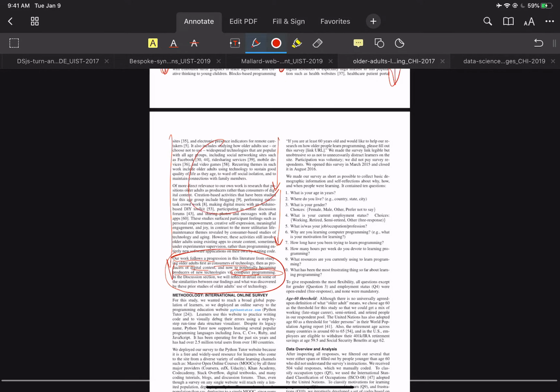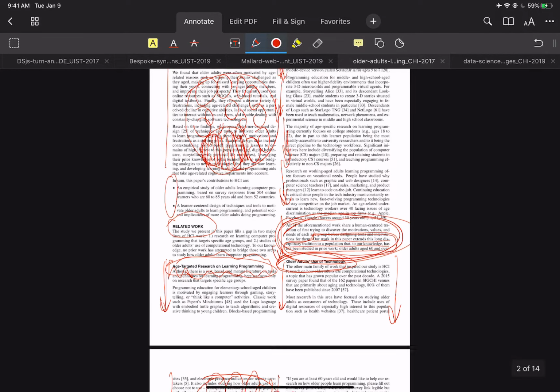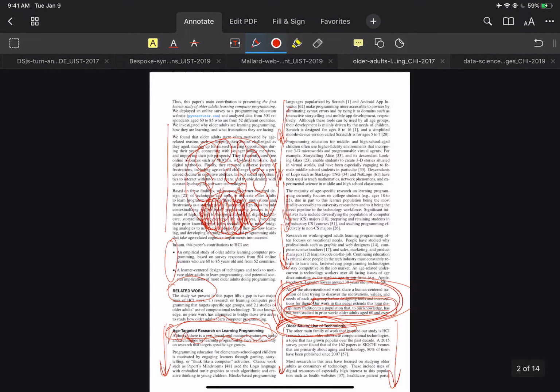Again, establishing this: hey, look, older adults, older adults. Hey, there's a gap here. No one has done older adults in programming. We're going to fill this gap. So, a nice related work section creates these gaps and then sets out to fill them. Of course, it's up to you to determine the gaps, but you want to show that you've done an honest job.